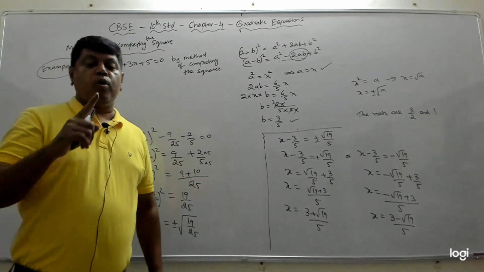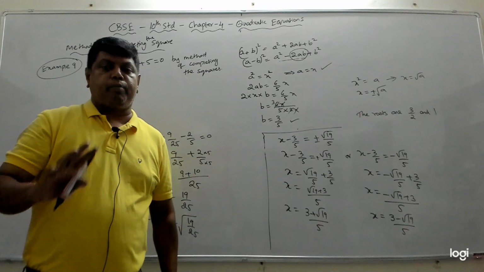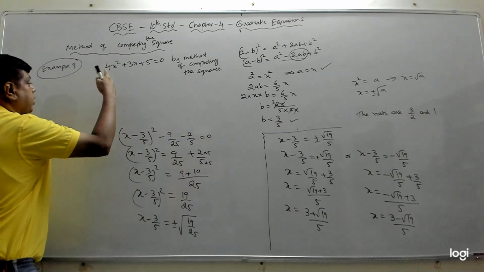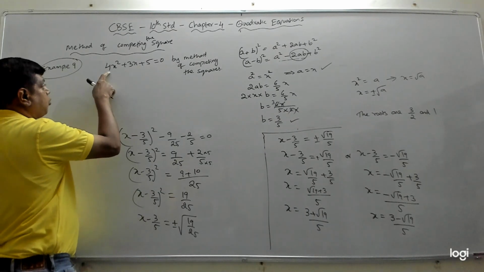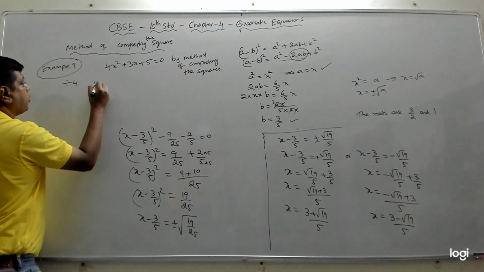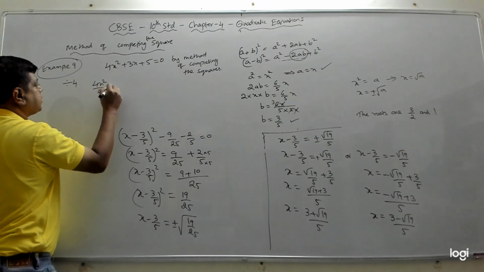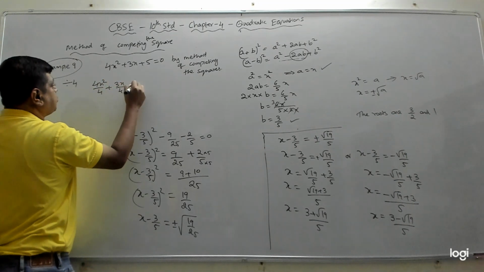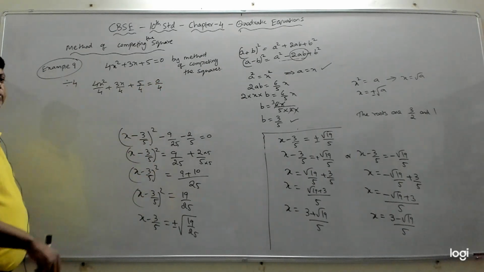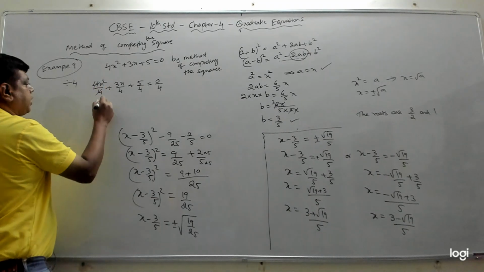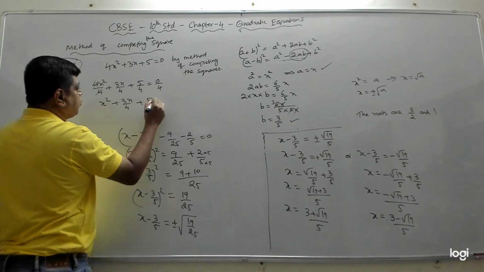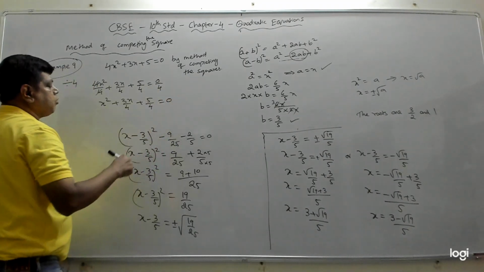We have to make the coefficient of x square as 1. That is the first step. The coefficient of x square is 4, so we should divide by 4 throughout. So I'll write 4x square by 4 plus 3x by 4 plus 5 by 4 equal to 0 by 4. Now 4 will get cancelled. You'll get x square plus 3x by 4 plus 5 by 4 equal to 0, because 0 by 4 is 0.